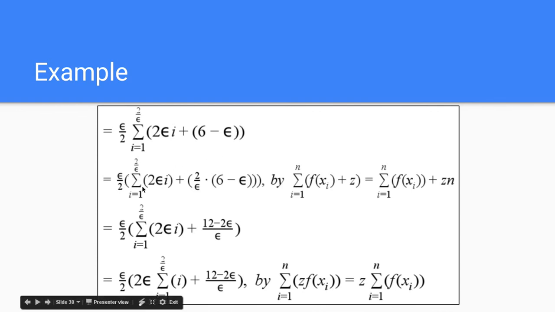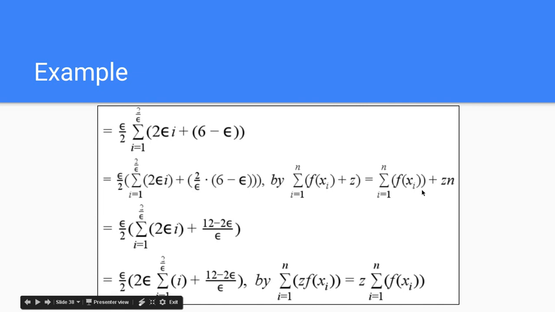What I've done here is I've pulled 6 minus epsilon outside of the summation. You're saying, why would you pull it outside of the summation? Because of the word "by" here; after "by," that's just me explaining the rule which says why you can do this. If you have any summation where i equals 1 to n, and you have some function plus a constant, which I called z, you can pull that constant out of the summation if you multiply it by n.